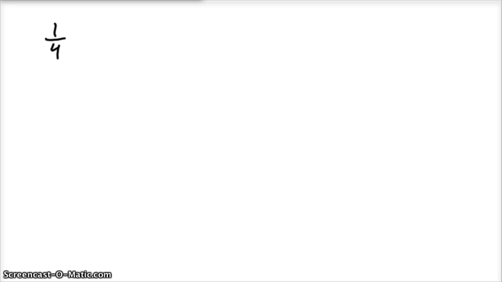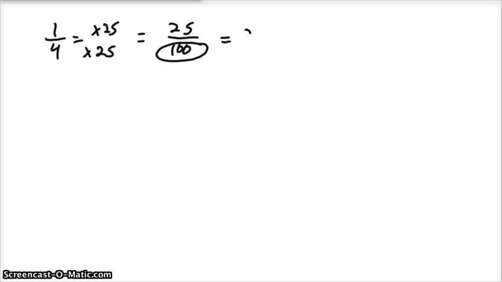But really the process is trying to get the denominator to equal 100. So what times 4 is 100? We would say, oh, multiply both by 25. Then we get 25 over 100, and since we know it's over 100, we can just convert it to 25%. So that's your first step, to really try to make the denominator equal to 100.